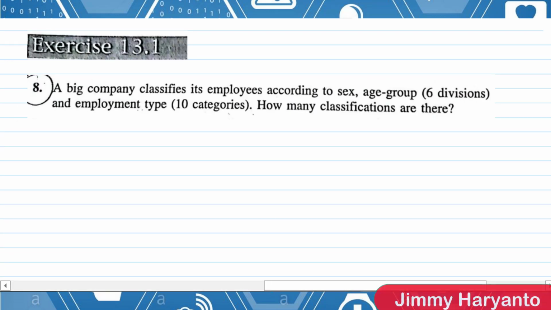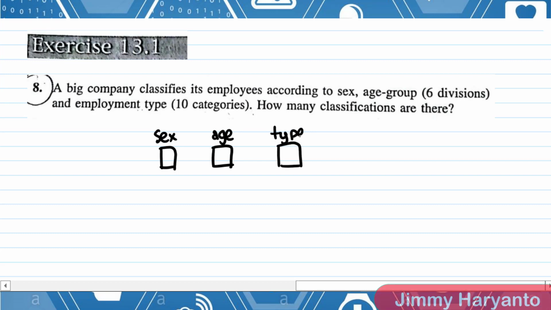Next is number 8. A big company classifies its employees according to sex, age group, 6 divisions, and employment type, 10 categories. In how many classifications are there? So first one is for sex, and the next is for the age, and the next one is for the type.